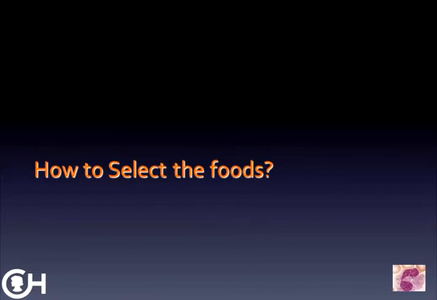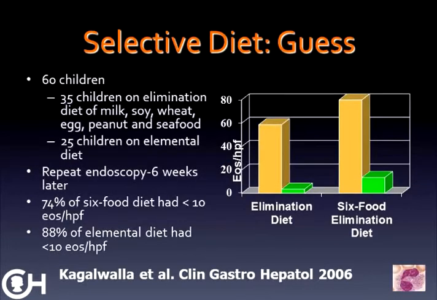So how to select the food? So foods clearly play the role. There are 2 basic ways you can test. One is to guess, and one is to test. So the guess is the diet published from all the work out of Northwestern. It's the 6 food elimination diet. It's been done both in pediatrics and adults. It's the elimination of milk, soy, egg, wheat, peanut, tree nuts, fish, and shellfish or seafood.